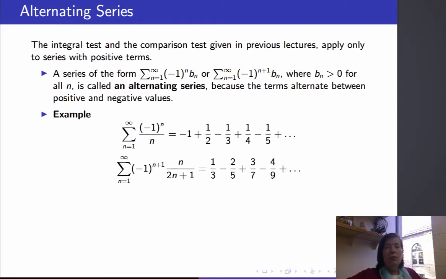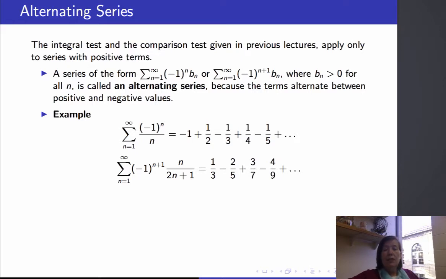Here are two examples. The sum of (-1)^n times 1 over n. The 1 over n part is positive, and the (-1)^n part alternates between plus and minus 1. The first term here is negative because (-1)^1 is -1. It's -1 plus 1/2 minus 1/3 plus 1/4, etc. That one's known as the alternating harmonic series.